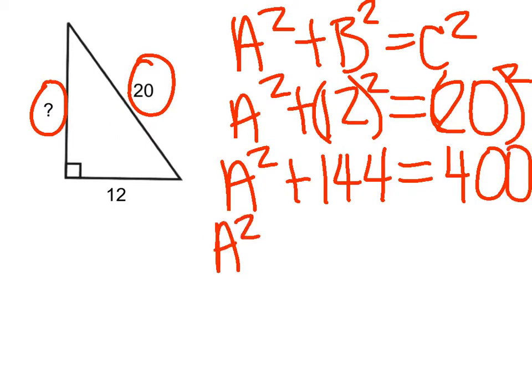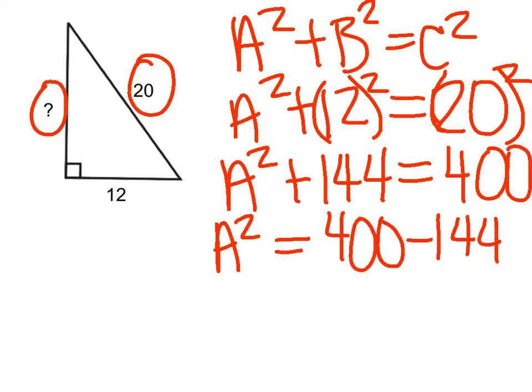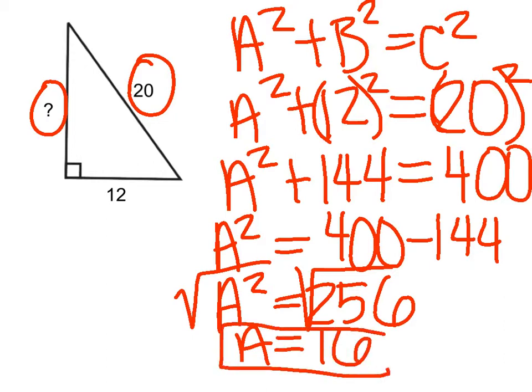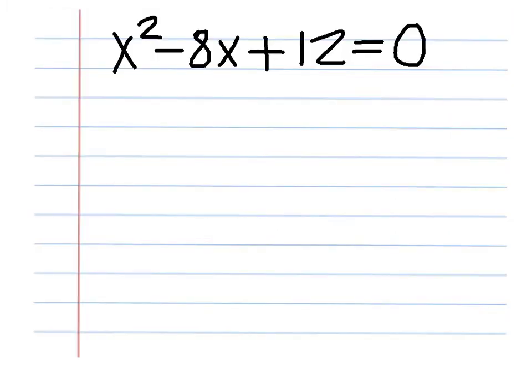What's 20 squared? 400. Alright, we're going to need to subtract 144 from both sides. When we do that, we get 400 minus 144. What's that going to give us? 366. Should be 250. Should be 256. Yeah, 256. Alright. Take the square root of both sides, and our final answer should be 16. Alright, practice problem number 2.